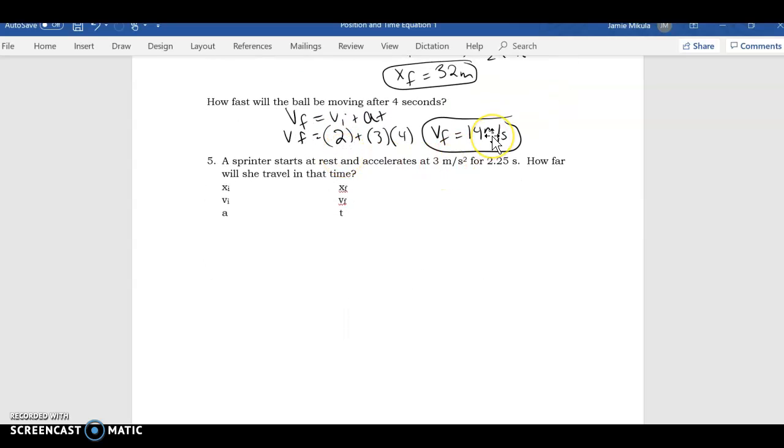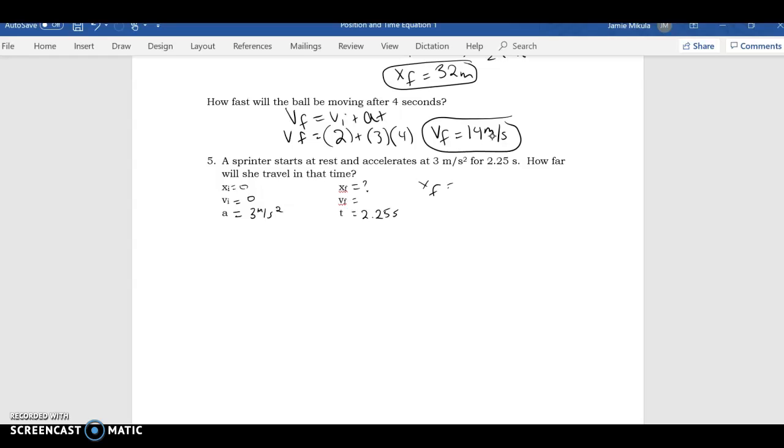All right, and then a sprinter starts at rest. So VI is 0, so that's great. Makes it easy on us. He accelerates from 3 meters per second squared for the time of 2.25 seconds. How far will she travel? All right, so we want to know XF. This is 0. This we don't know.